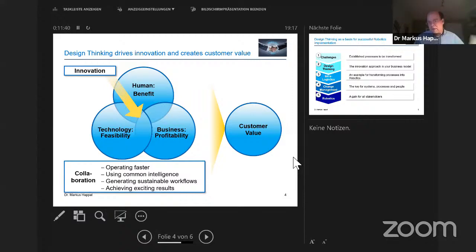So this is more or less the approach of design thinking. And what I can also tell you is what I have experienced and what I have done with Deutsche Post with the design thinking approach, to achieve a transformation in that industry of warehousing.